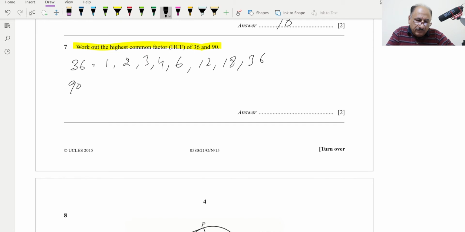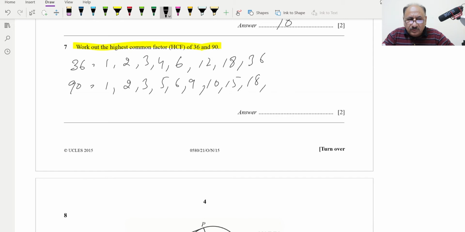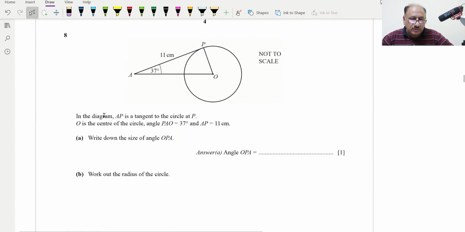Similarly, we can write the divisors of 90. So 1, 2, 3, 5, 6, 9, 10, 15, 18, 30, 45 and 90. So if we check the highest common factor, the common factor will be 18. So we can provide the answer over here as 18. This is a 2-mark question which we are done with.